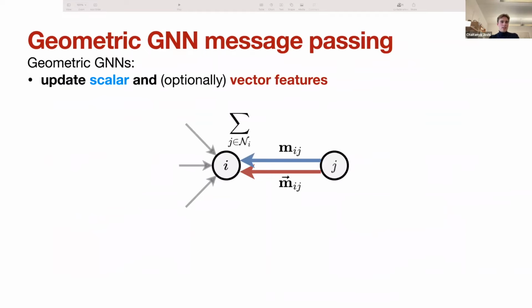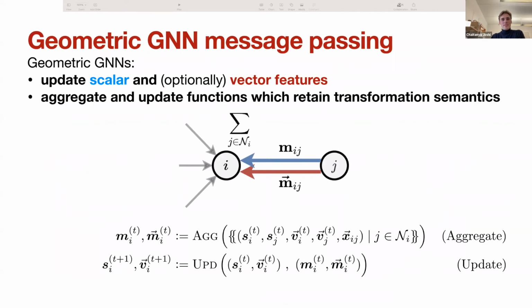And that gives rise to geometric graph neural network message passing, where we can have scalar messages or vector messages which update the scalar channels or vector channels or higher order tensorial channels of the features. And then the equations are essentially the same as before, the only difference being that we now have more features that we take care of.